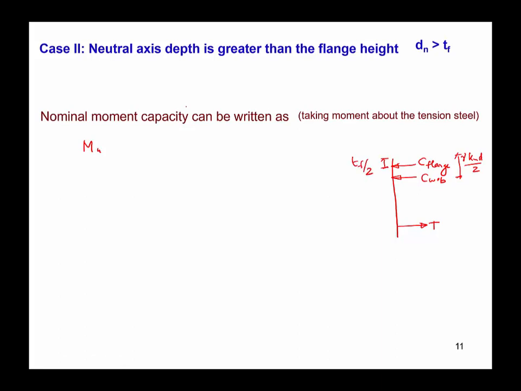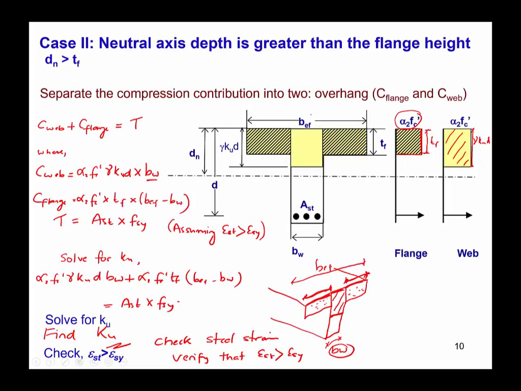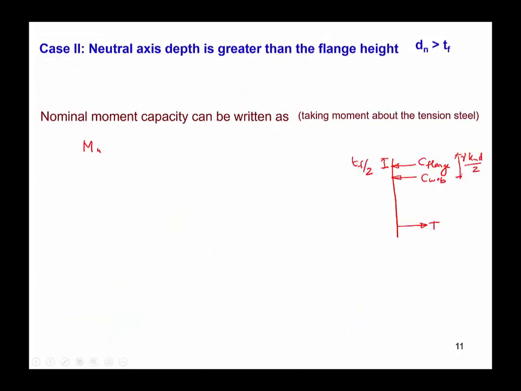Now if you look back at the figure here, you can see the compressive force in the flange is acting at the center of this block, that is TF over 2, and the compressive force in the web is acting at the center of this block, that is gamma KUD over 2. And that's exactly it: C web is acting at gamma KUD over 2, C flange is acting at TF over 2. Now once we know that, we can find the moment by taking the moment about the point of application of the tension force, because we have two compression forces here. Let's take the moment about T.